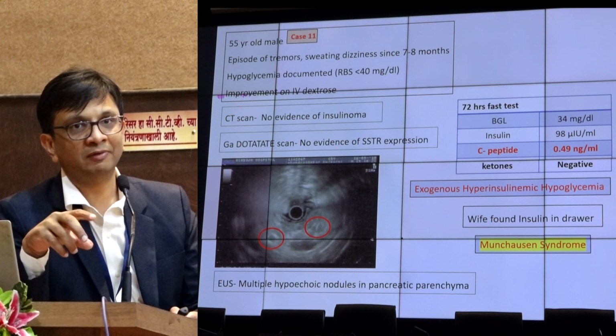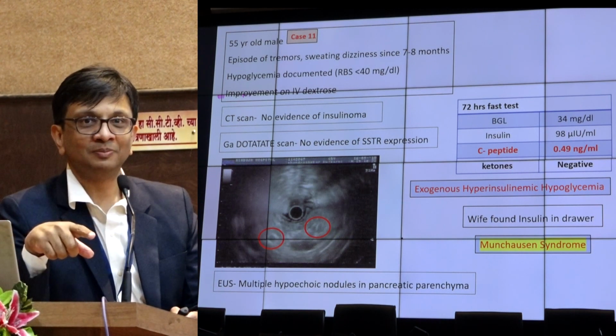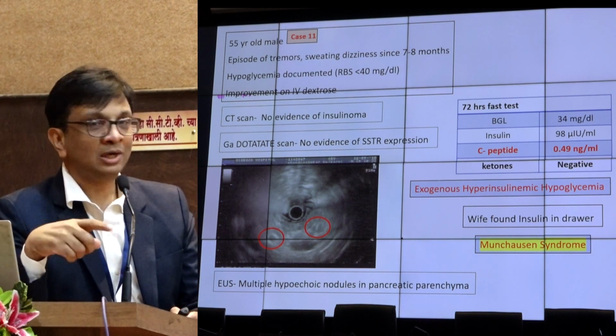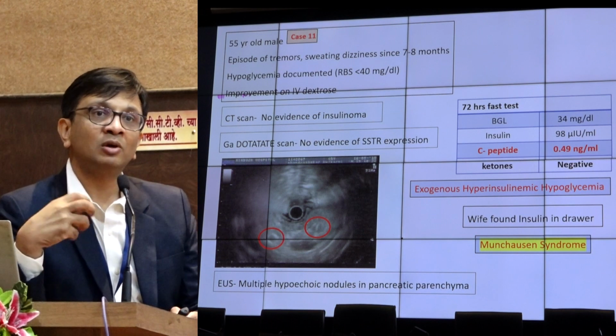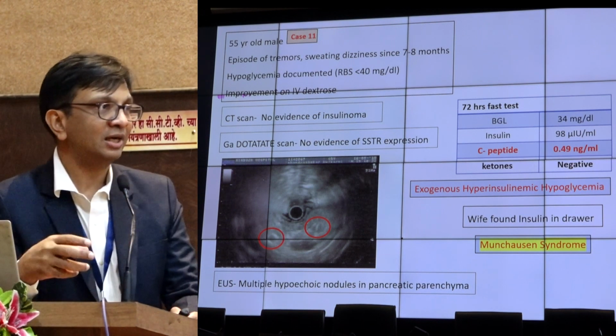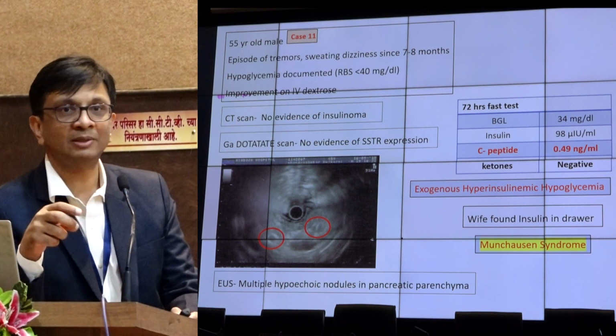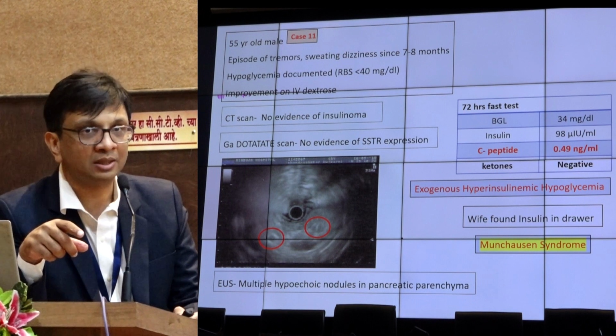Then we asked the wife. The wife could find the insulin in the drawer of the car, not at home. And it turned out he was taking insulin. And we have seen such patients who have undergone pancreatic surgeries also. So Munchausen syndrome can go to an extent where they can inflict surgeries on themselves. We should be cautious about such cases as well.